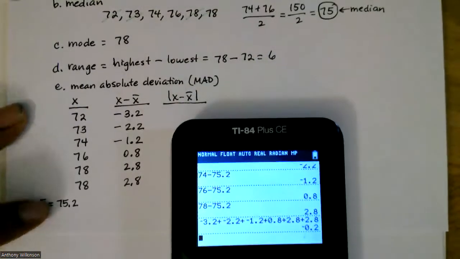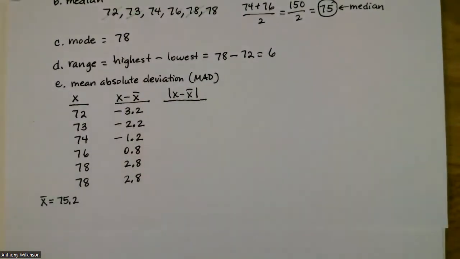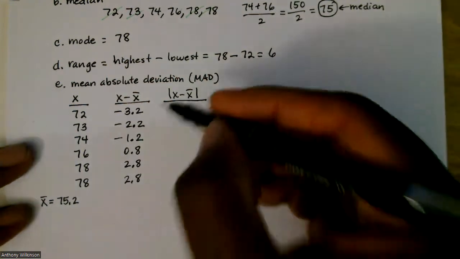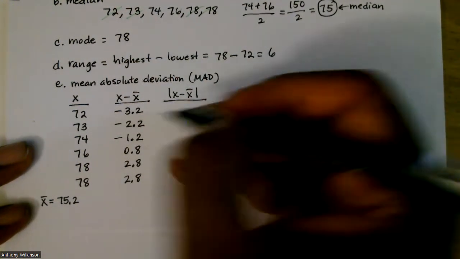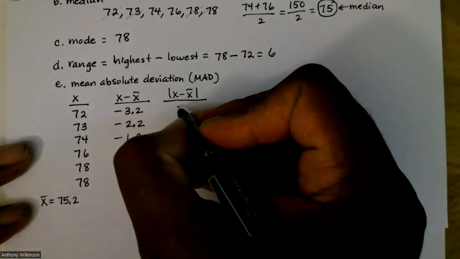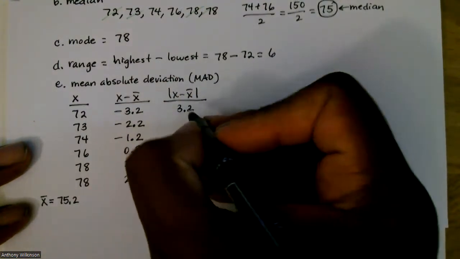Okay, it might be just a round off error because I rounded to 1 decimal place. All right, now let's take the absolute value of these numbers here. That would be the absolute value of X minus X bar. Absolute value of negative 3.2 is a positive 3.2.